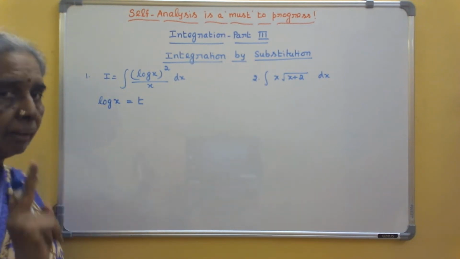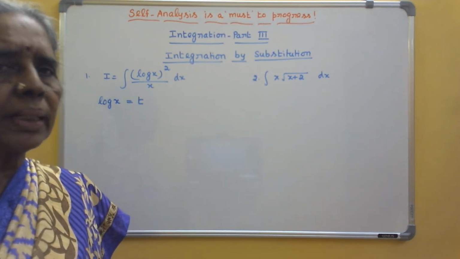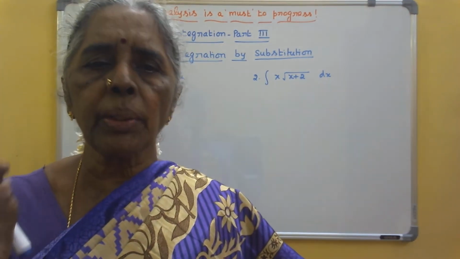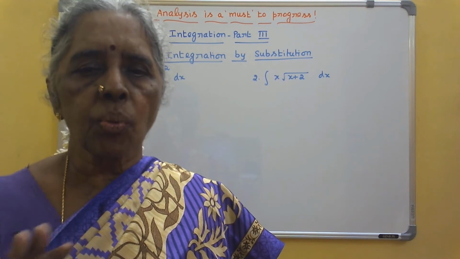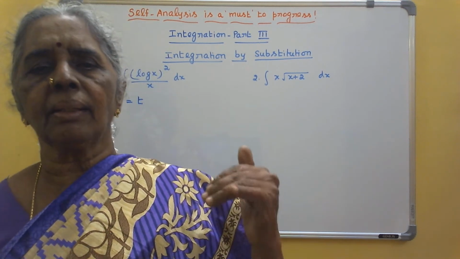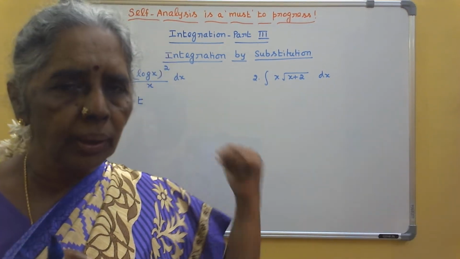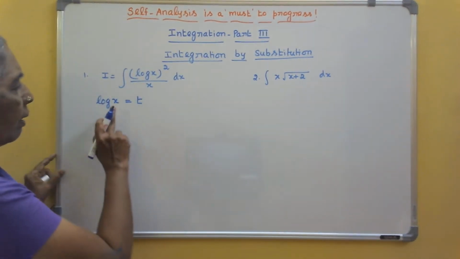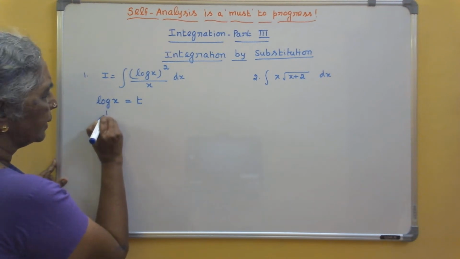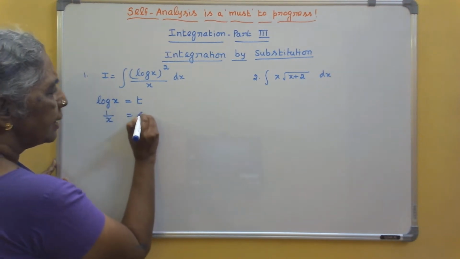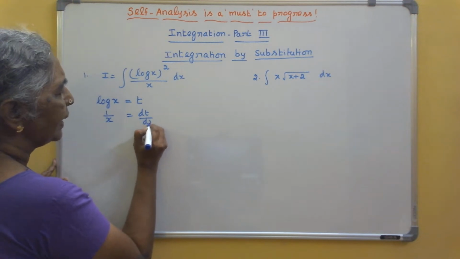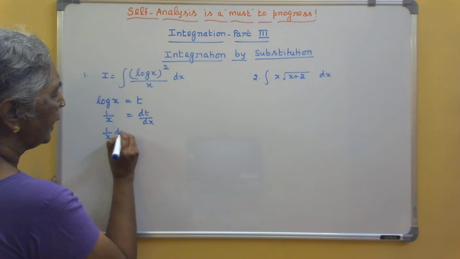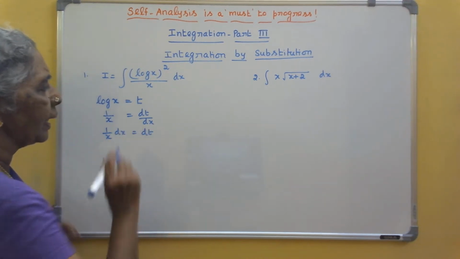Okay. Here, the next important step is, once you substitute, the next step is to differentiate. Never forget it. So, even though differentiation is over in term 1, you should now remember all the differentiation concepts also here. So, now, if I differentiate log x, I will get 1 by x. T means I will get dt by dx, right? Now, bring the dx here. So, you will get 1 by x dx. That will be equal to dt.